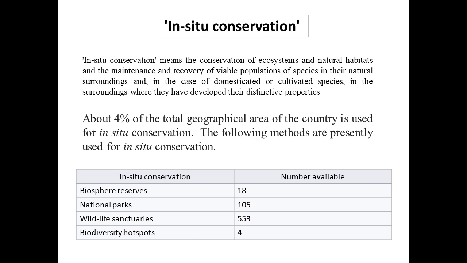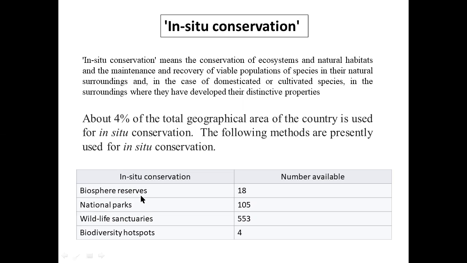About 4% of total geographical areas of the country is used for in situ conservation. The following methods are presently used for in situ conservation. So you can see these are the four methods, or these are the four places where you can conserve them, which come in the in situ conservation category.